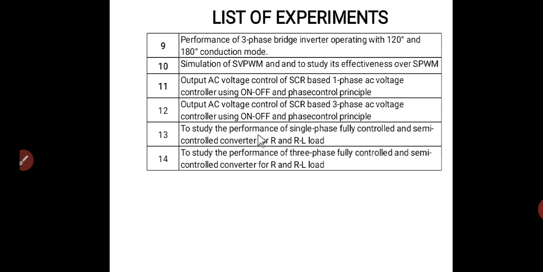13th, to study the performance of a single phase fully controlled and semi controlled converters for R and RL load. Last one is to study the performance of a three phase fully controlled and semi controlled converter for R and RL loads.